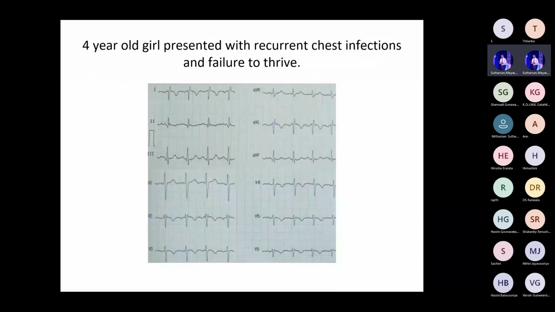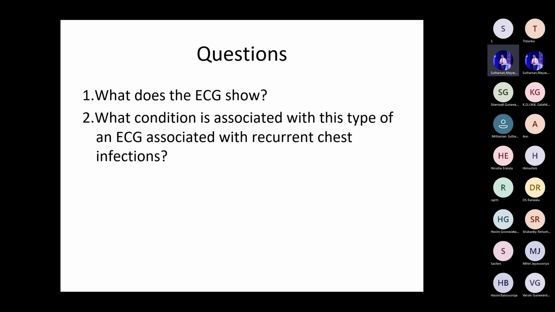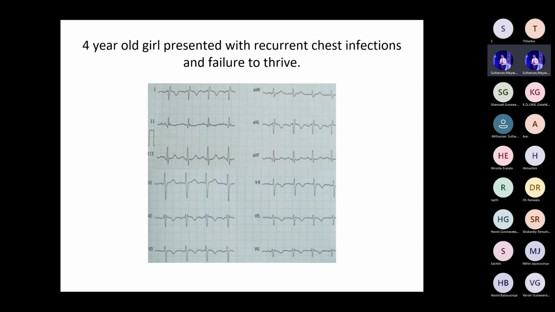This is easy. Recurrent chest infections and failure to thrive. So what is the ECG abnormality? What condition? Very easy. They're asking, what is the abnormality? What is the condition? Very straightforward. What about the people online? They are silent.